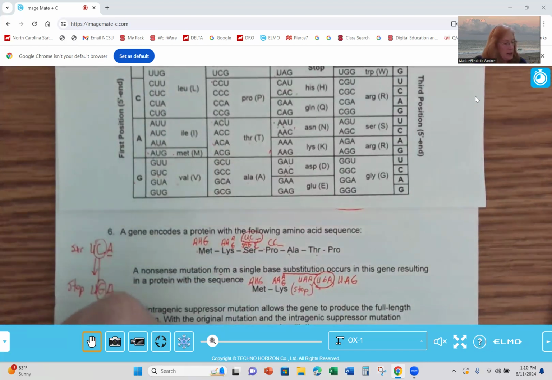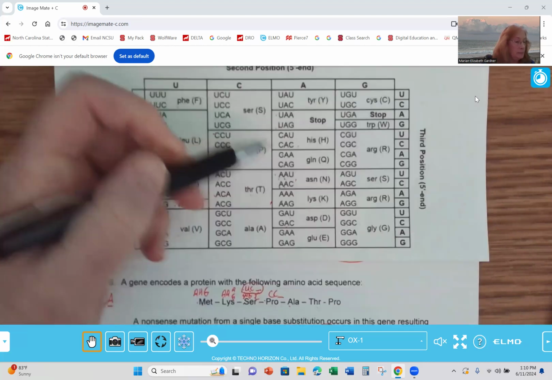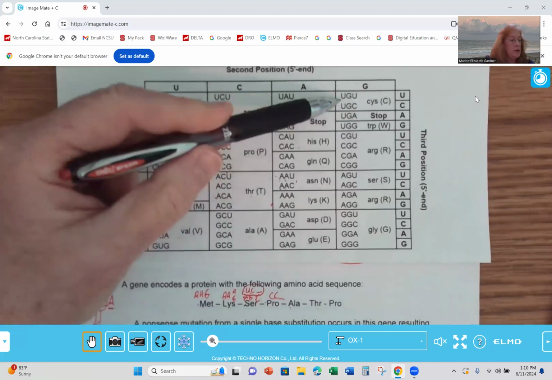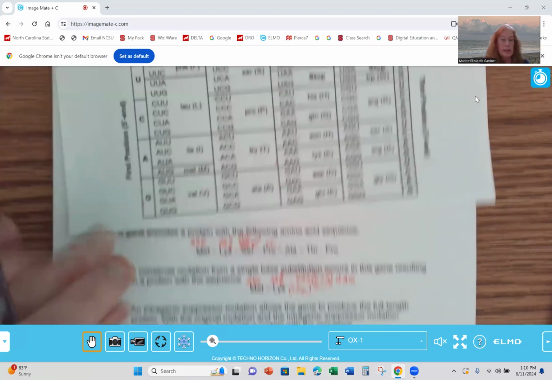Now let's see if I can get this to get back on track. So methionine is still going to be the same, AUG. Lysine is still going to be the same, either A or G. Now, what is cysteine? Cysteine is UGU or UGC.